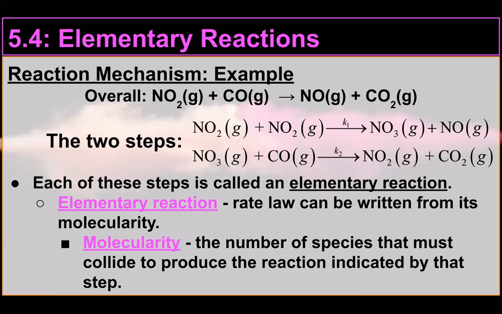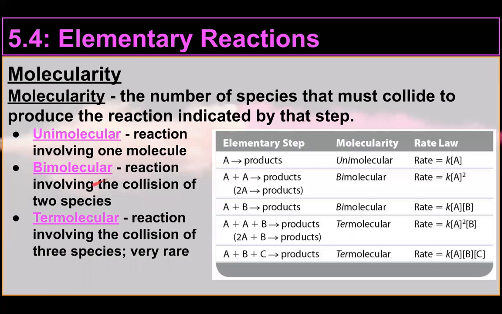And the rate determining step, whether it's this one or this one, is going to be the one that tells us what the molecularity is of our overall reaction. So the molecularity could be unimolecular, bimolecular, as it is in both of our steps here. The first one, NO2 and NO2, is going to look like this, where the rate would be equal to k times [NO2] squared, since we have two NO2s. The second step would look more like this because we have two different species, NO3 and CO. So it would be k times [NO3] times [CO].